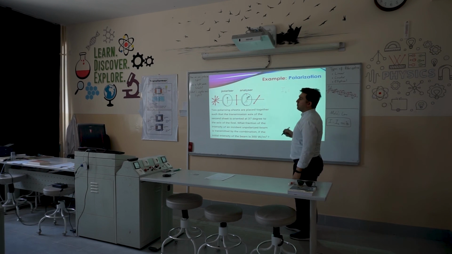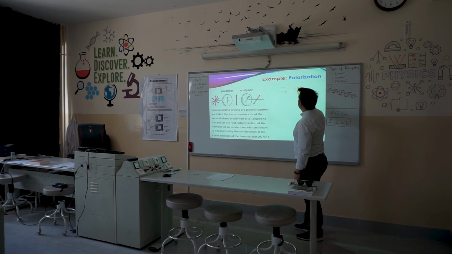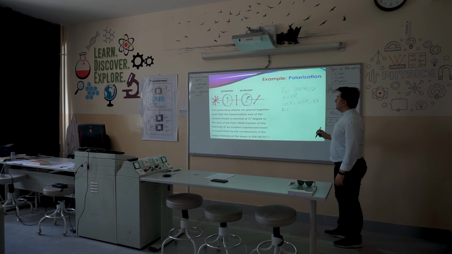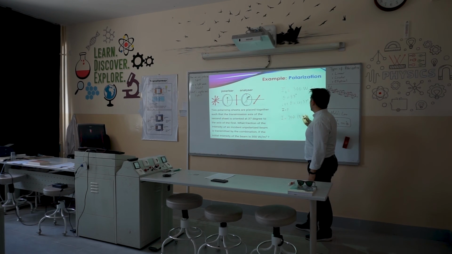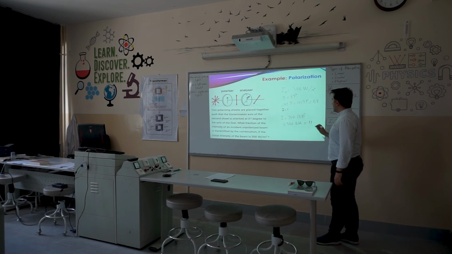So let's first write the given information in the question. I0 is 300 watts per square meter, and we also have theta given as 37 degrees, and we know that cosine 37 is 0.8. We are looking for the intensity of light, and by using Malus's law, I equals 300 times 0.8 squared, which is 300 times 0.64, and that's equal to 192 watts per square meter.